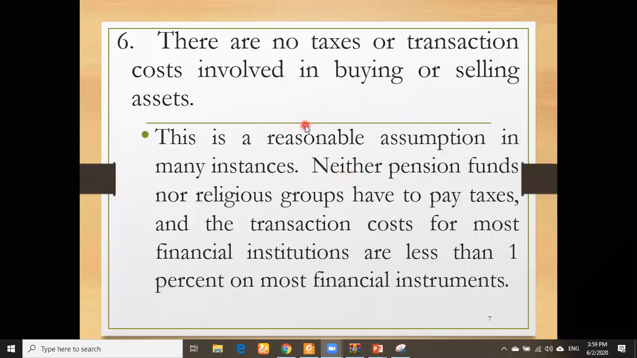So in this assumption, we are assuming that there is no transaction cost or taxes. It means if you are buying or selling any security, you will not be required to pay any tax, and you will not be charged any transaction cost. It means no commission will be charged on your transaction.